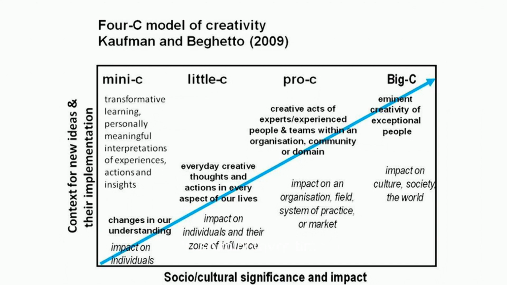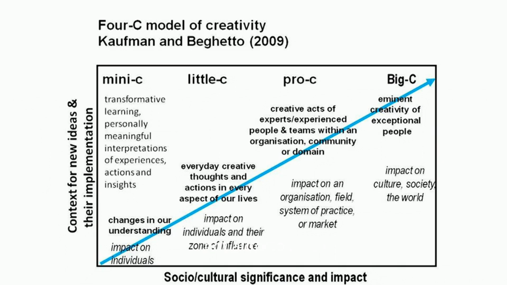So mini-C is just personal, meaningful interpretations of experiences and changes in your own understanding. Little c is everyday creativity and impacting individuals within your immediate personal zone. Pro C is creative acts by experts and expertise that has implications for an organization, a field, a system of practice, or a market. And then big C has impact on culture, society, and the world. So as you learn more and gain more and more expertise, you have the option to move into big C creativity, but it's not automatic, right?